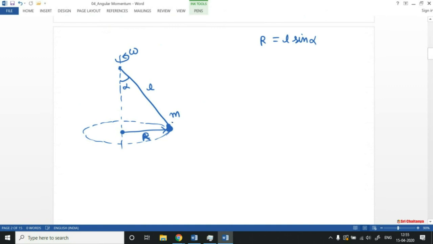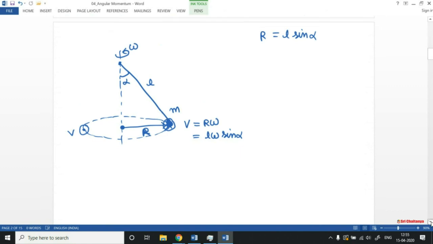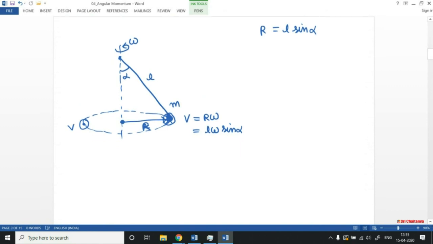Let's say the sense of rotation is this. So at this point it will have a velocity in the inward direction, and for example at this point it would be in the outward direction over here, and the magnitude of this v would be simply equal to r omega, or simply you can say L omega sine alpha. So we wish to investigate the angular momentum of this particle. Before finding out the angular momentum of this particle, we need to identify the point about which we want to find out this quantity.